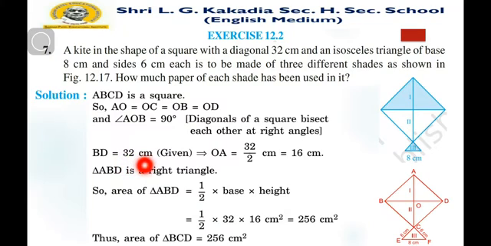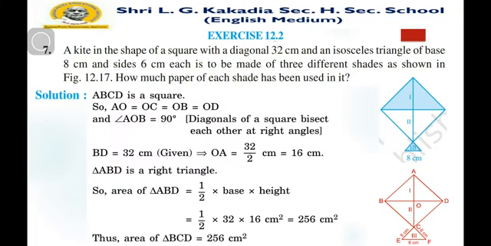BD is equal to 32 centimeter. Then OA is equal to 32 by 2, because it is half of BD, which is equal to 16 centimeter. So triangle ABD is a right triangle. The area of triangle ABD is half of base into height, which is half into 32 into 16, equal to 256 centimeter square. Thus the area of triangle BCD is also 256 centimeter square.